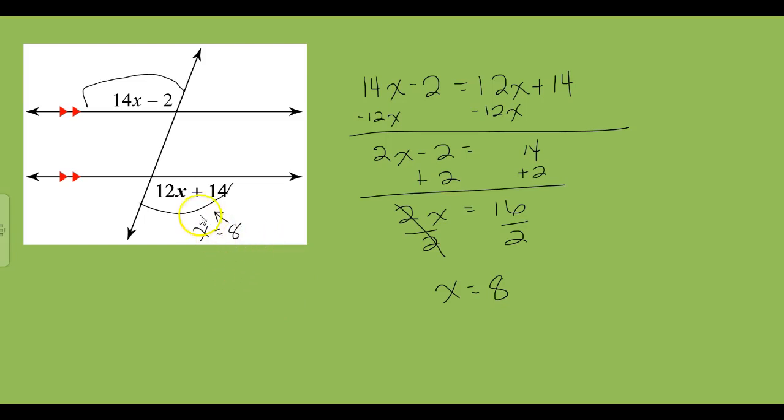If I ask you to solve for the missing angle, you would just substitute. 12 times 8 is 96. 96 plus 14 is 110. So you would tell me that this angle measures 110 degrees, depending on what I'm asking you. I just need you guys to be able to recognize those angle pairs and solve for whatever's needed.